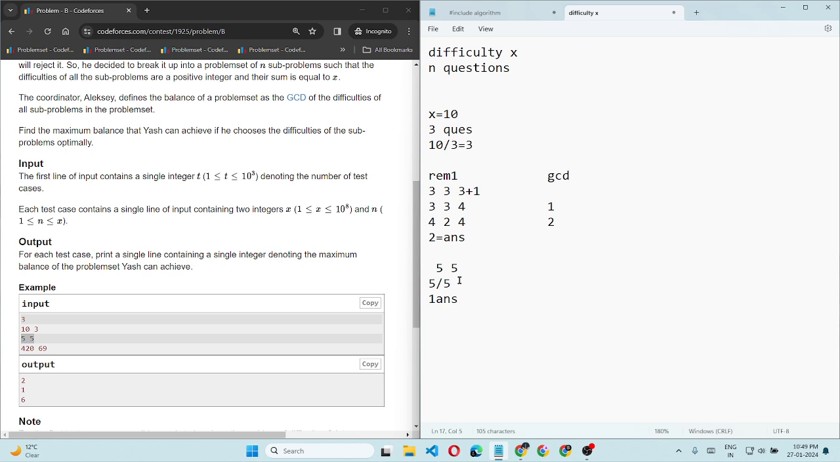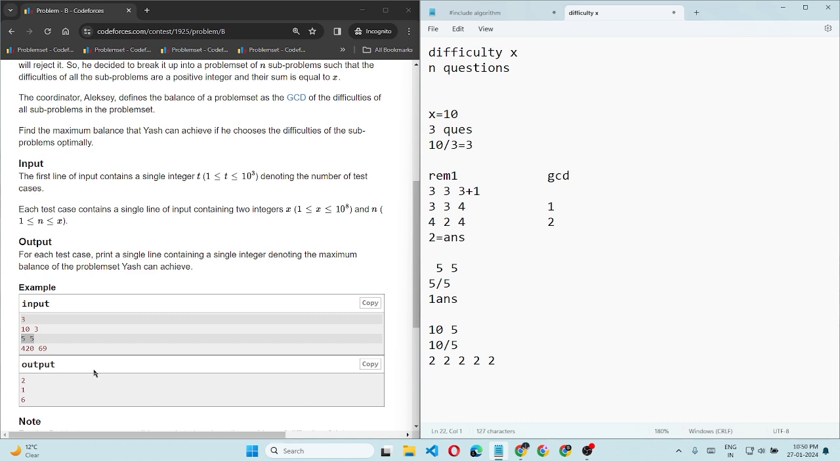Now let's talk about if the question would have been 10 and then 5. Then you would have done 10 by 5, and you would have said that 10 by 5 is like 2. So the maximum GCD here is 2, right? Because you have to make 5 questions, so you have done like this, 4 and then 5. So it makes 10, difficulty level.